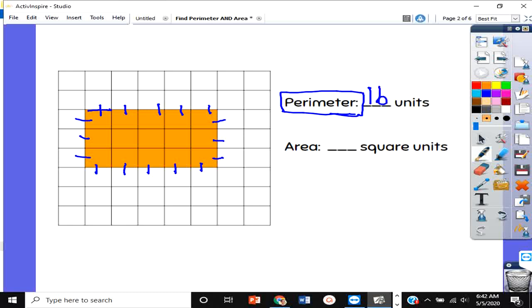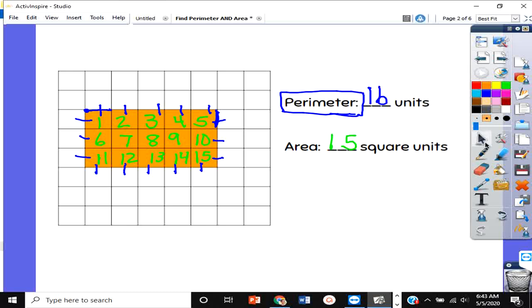Now remember, when we find perimeter, we're not counting corners. We don't count corners, we just count the sides. And when we find the area of a figure, we count the inside squares, or how many squares it takes to fill the inside of that figure. So let's go ahead and do so now. 1, 2, 3, 4, 5, 6, 7, 8, 9, 10, 11, 12, 13, 14, 15. It took 15 squares to fill up the inside of that rectangle. So the area of that rectangle is 15 square units.